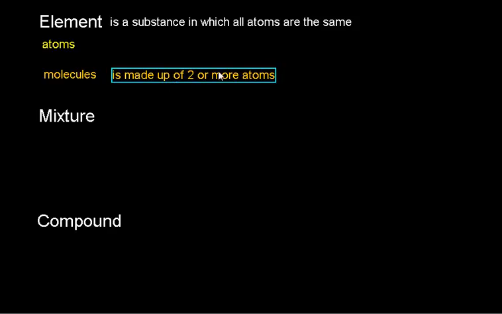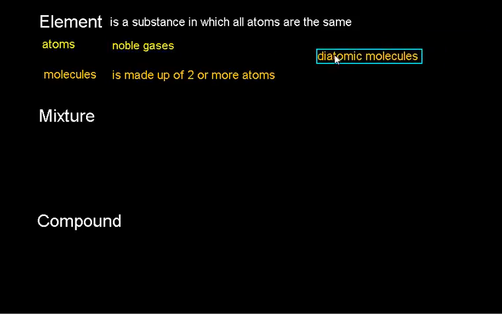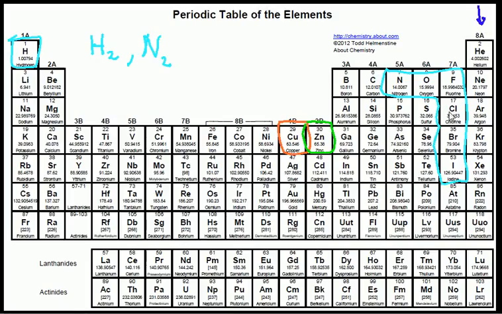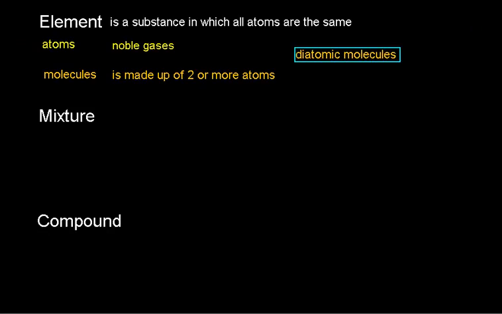So these are molecules. But let's go back to the atoms again that we said exist in nature as individual atoms: the noble gases. And now the molecules, we said they are diatomic molecules which exist in nature as 2 or more atoms. Now these are still made up of individual elements. Hydrogen, nitrogen, oxygen, fluorine, chlorine, bromine, and iodine are individual elements, but they exist in nature as 2 atoms together, and we call that a molecule.